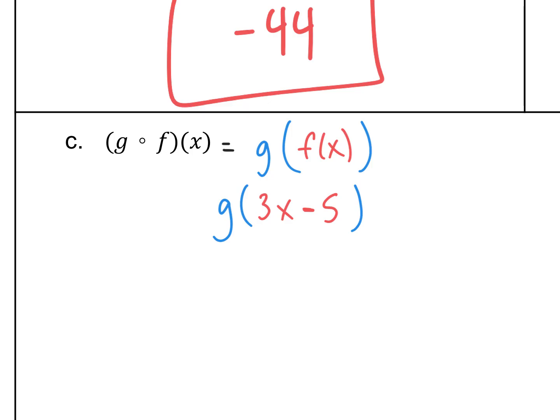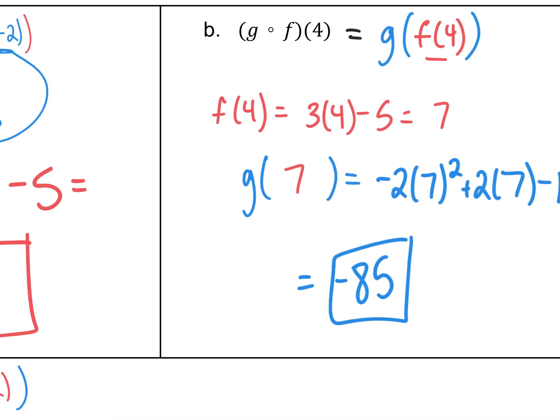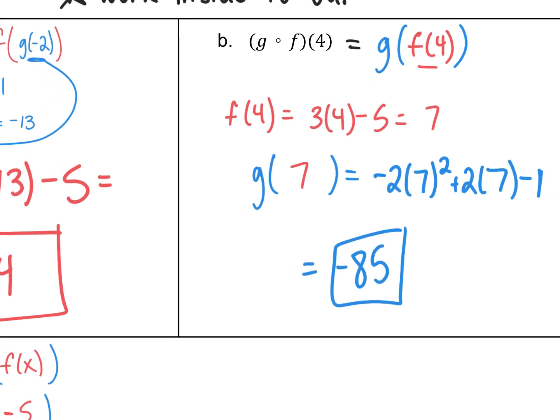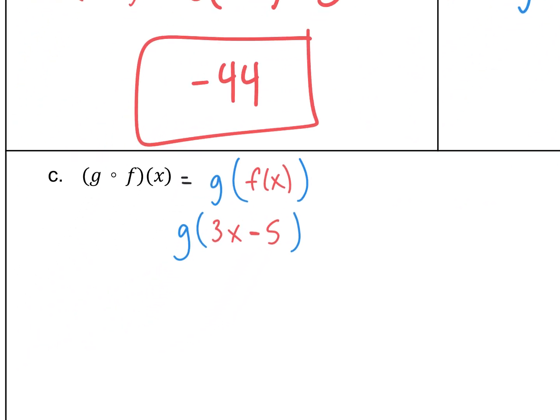Gentlemen, you with me right now? So now I'm finding g of 3x minus 5. What do you think I'm going to do? Well, what did I do when I plugged in g of 7? I just put 7 in where I saw x. So what do you think, instead of 7, I'm going to put where I see x? 3x minus 5. Yeah, I sure am.